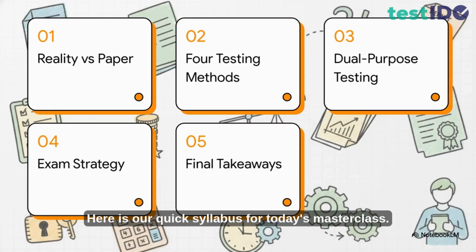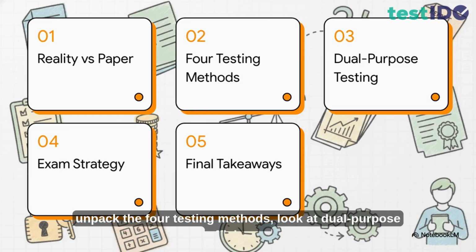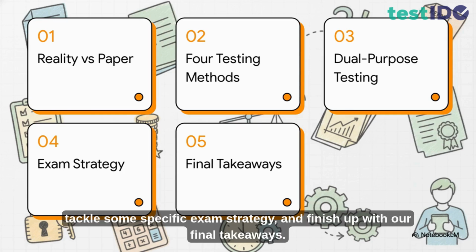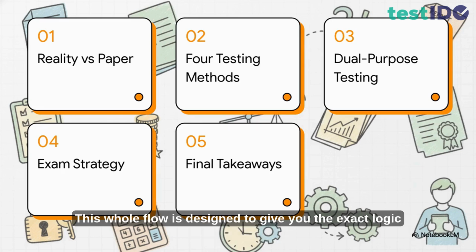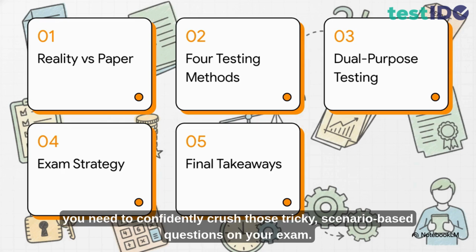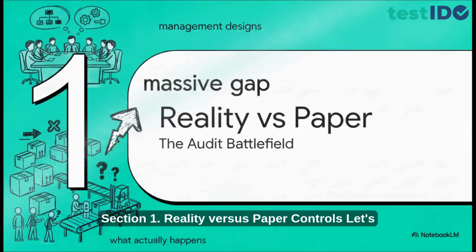Here is our quick syllabus for today's masterclass. We're going to cover reality versus paper controls, unpack the 4 testing methods, look at dual-purpose efficiency, tackle some specific exam strategy, and finish up with our final takeaways. This whole flow is designed to give you the exact logic you need to confidently crush those tricky, scenario-based questions on your exam.